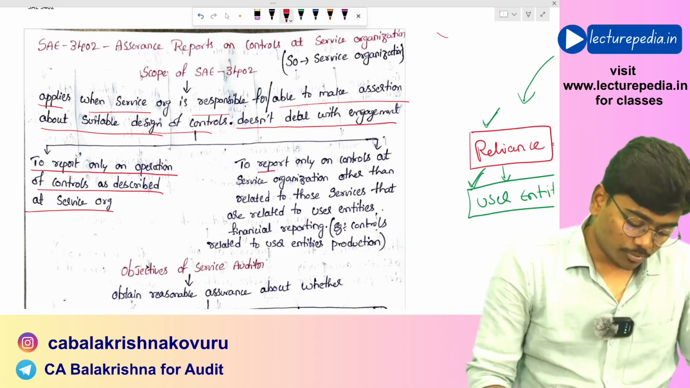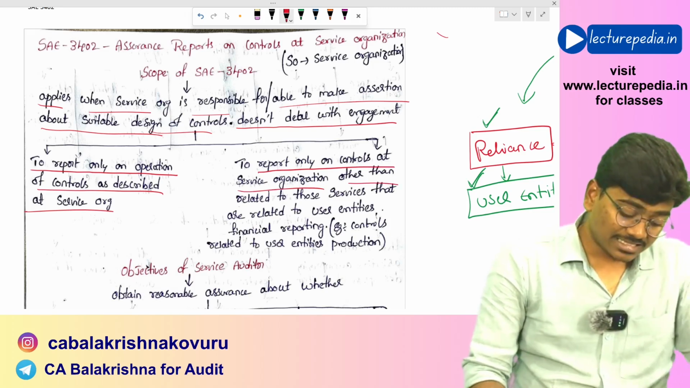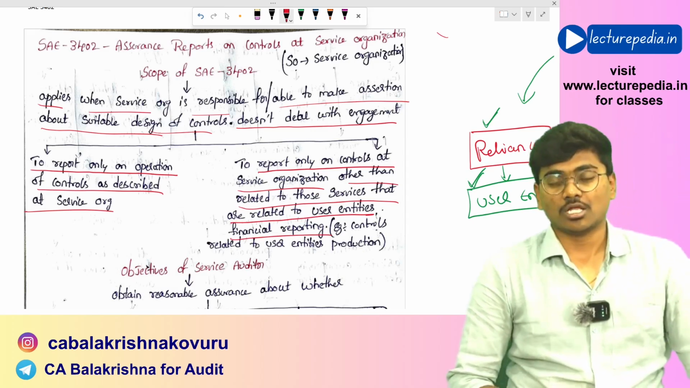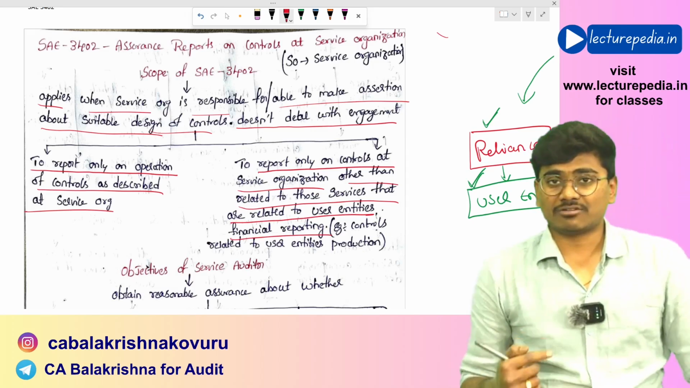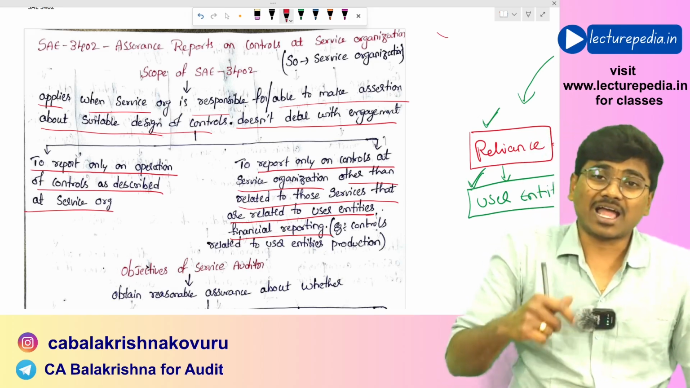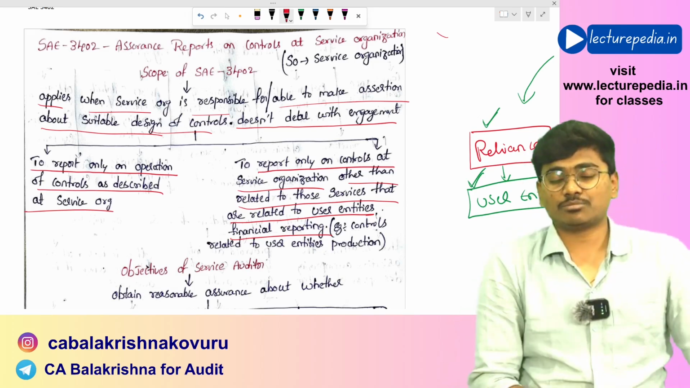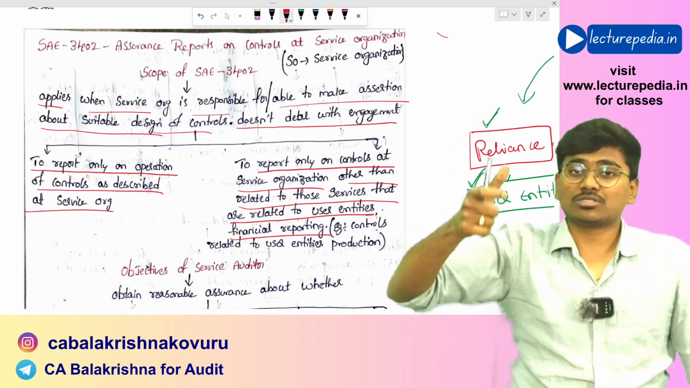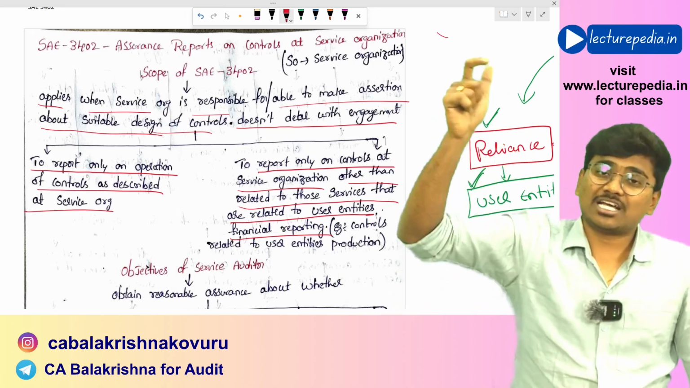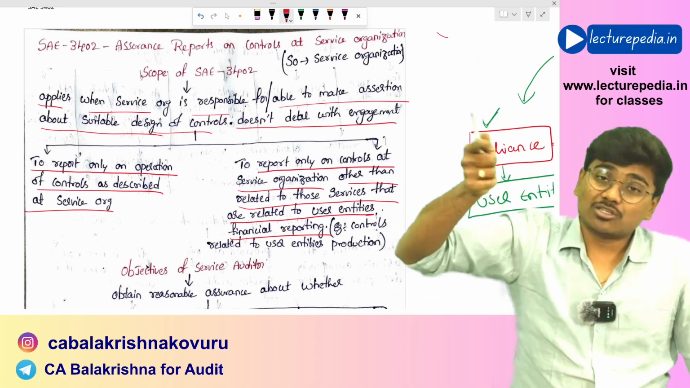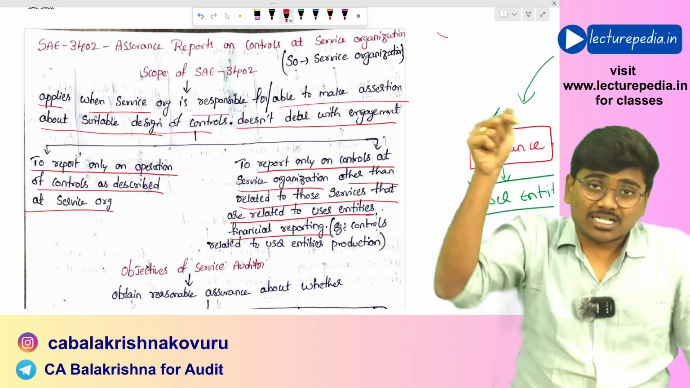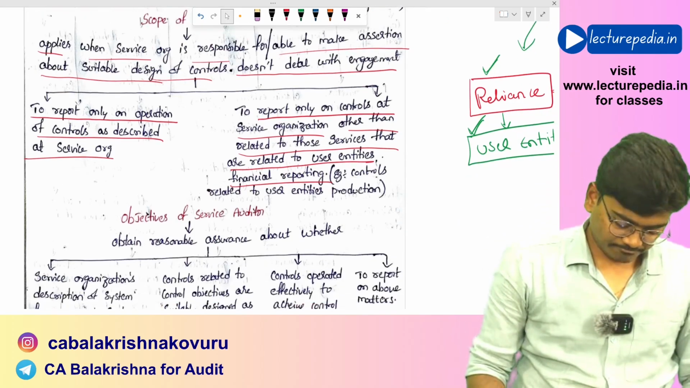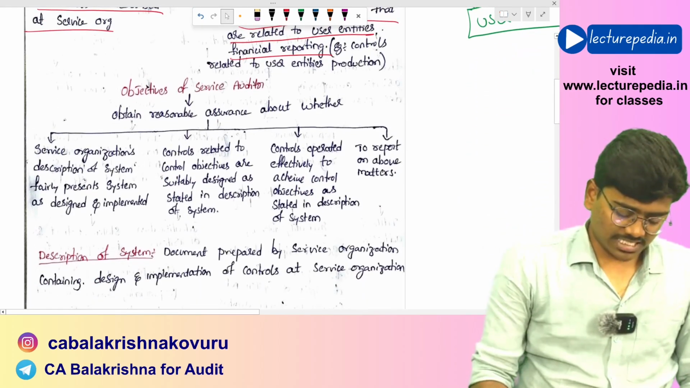And also, to report only on controls at the service organization other than those related to services relevant to the user entity's financial reporting. With respect to services the service organization provides that will not have any impact on the financial statements of the user entity, if any internal controls exist there, and an auditor has been appointed to provide assurance on them, then for that type of engagement SAE 3402 is not applicable. Hope that is clear.